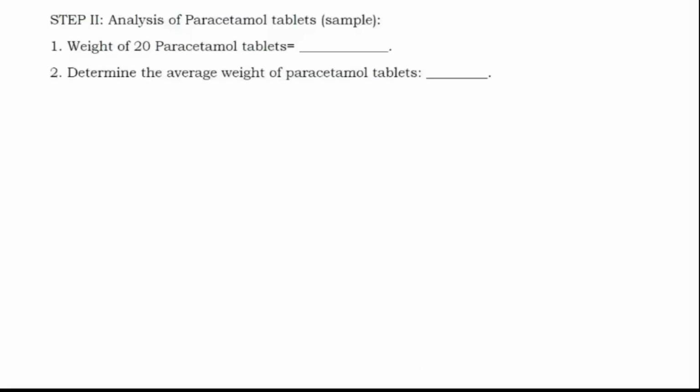Okay, so the next part is the calculation of weight of tablet powder. Below that write: weight of 20 paracetamol tablets is equal to 12.020 grams. Below that we will write: average weight of paracetamol tablet is equal to. Tell me the average weight, what it is. Calculate and tell me. You will tell both in grams and milligrams.